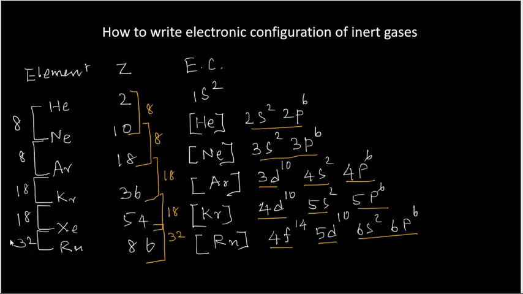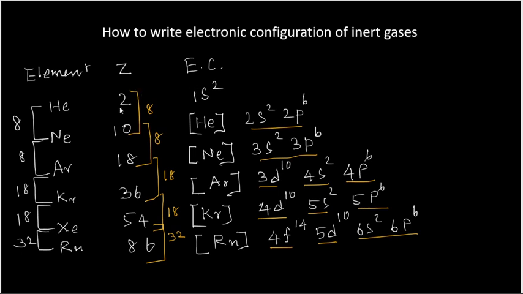So why have I made this difference 32? Because S block contains 2, P block contains 6, D block contains 10, F block contains 14. So you have to add that 14 to 18. So 14 plus 18, 32. So xenon to radon, 54 plus 32, that is equal to 86. Do you understand? Now let us attempt the electronic configuration based on the previous inert gas.